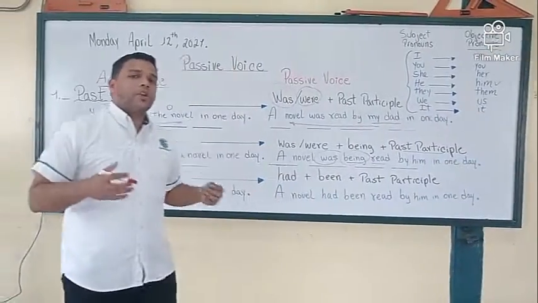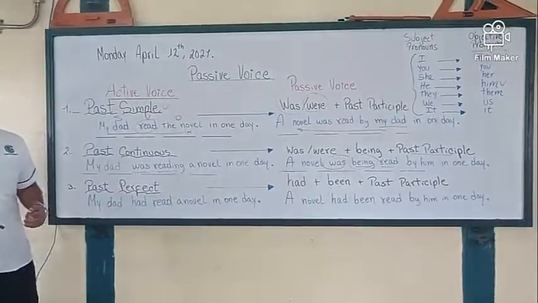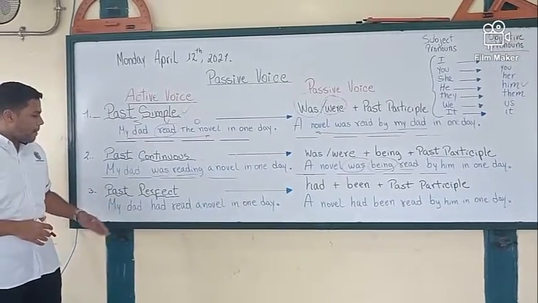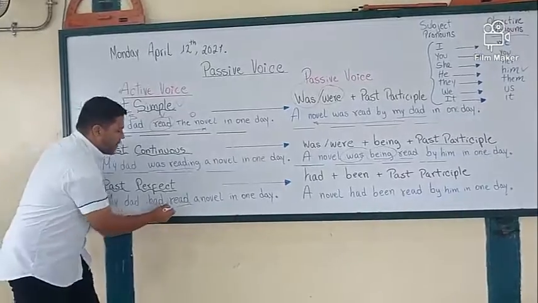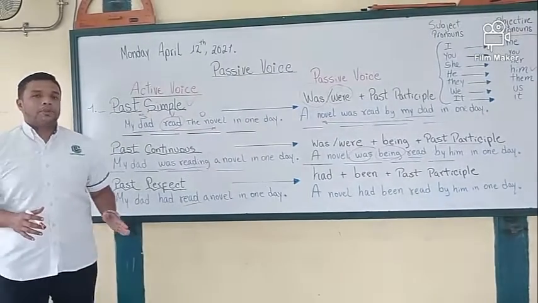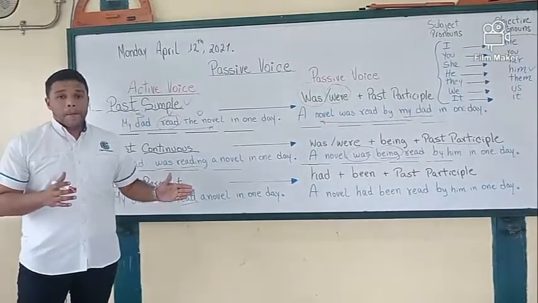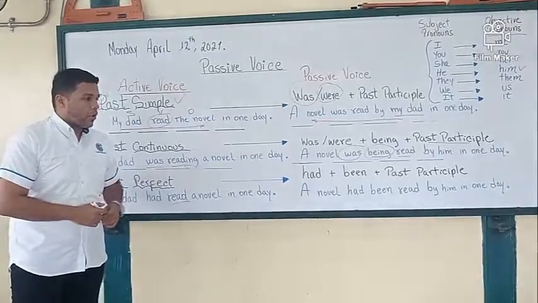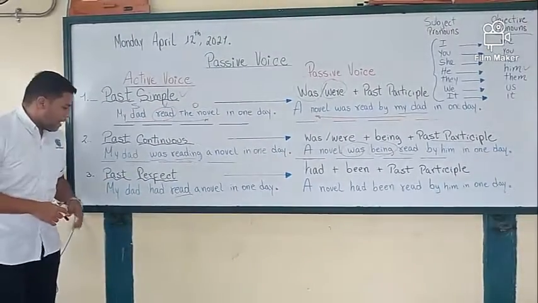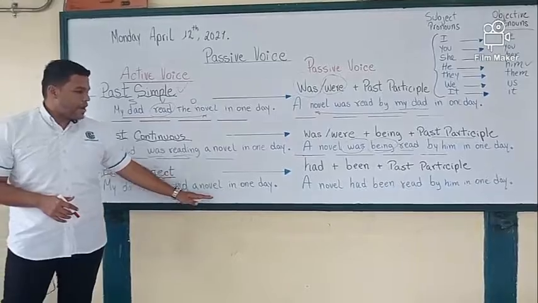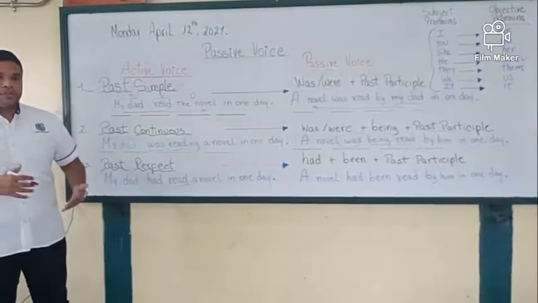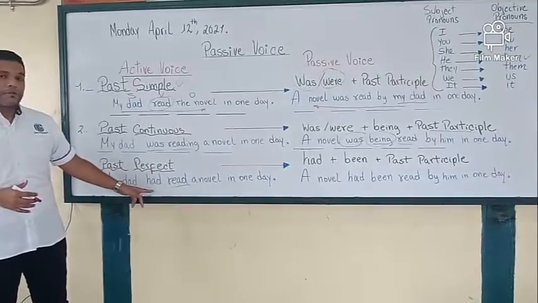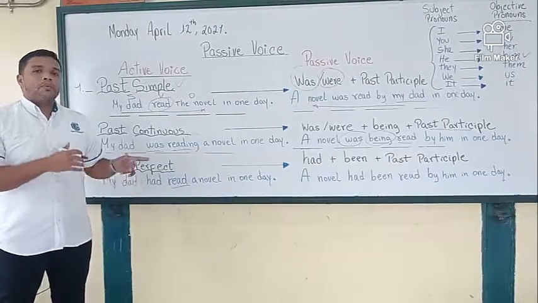It's past perfect. You know how to change this into passive, but let's take a deeper look. Past perfect. Remember, in past perfect, the verb is already in past participle. There's no need to change it there. But be careful because there's always things to look at. My dad had read a novel in one day. So, you know, the auxiliary of the past perfect is the auxiliary had. So, that's the one we're using.